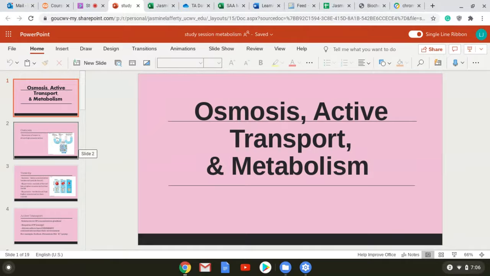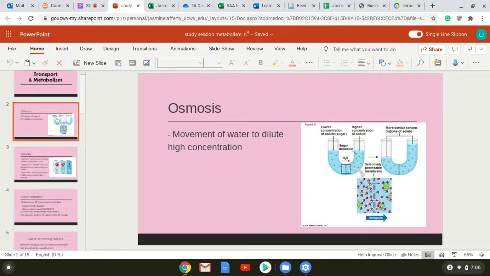All right, so for this session, it's going to be pretty quick because we haven't really talked about that much since our exam. But this is going to focus on osmosis, active transport, and introduce metabolism a little bit. Okay, so the first thing is osmosis.